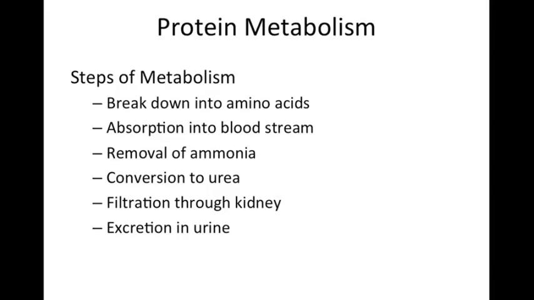Protein metabolism. Proteins can be broken down into amino acids, and once they are broken down, they can be absorbed into the bloodstream. And when you break the amino acids down, the nitrogen or the amino group is removed from the amino acids. Then they can be broken down into ammonia, which can then be converted to urea, and then filtered through the kidneys or excreted in urine. And sometimes amino acids are broken down and they are called glucogenic amino acids, which can be made into glucose.